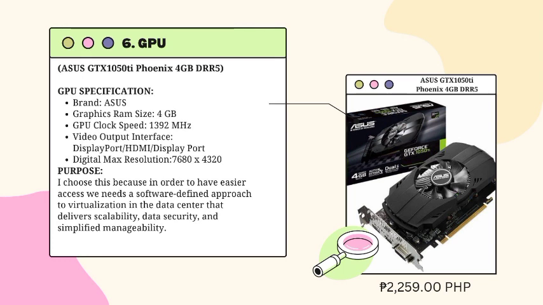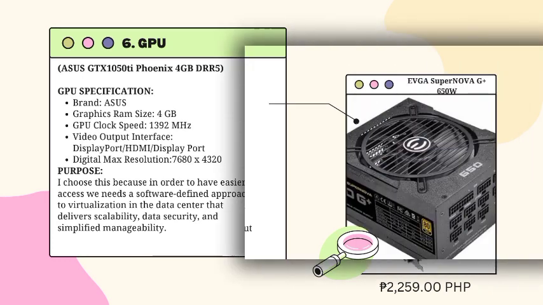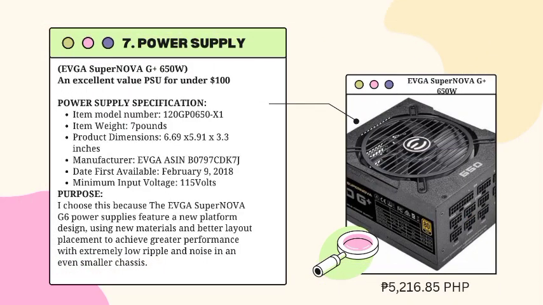Number six, GPU. The brand I chose is the Asus GTX 1050 Ti Phoenix 4GB DDR5. For the GPU specification, I choose this because in order to have easier access, we need the software-defined approach to virtualization in the data center that delivers scalability, data security, and simplified manageability. The Asus GTX 1050 Ti Phoenix 4GB DDR5 has a price of 2,259 pesos.